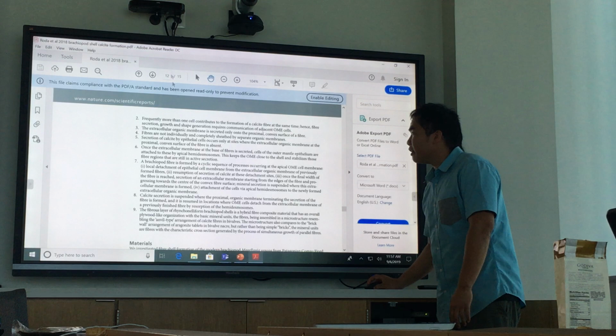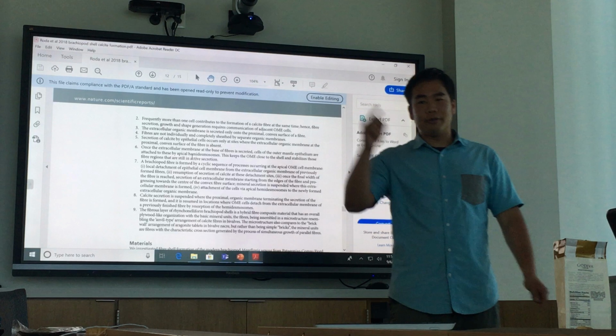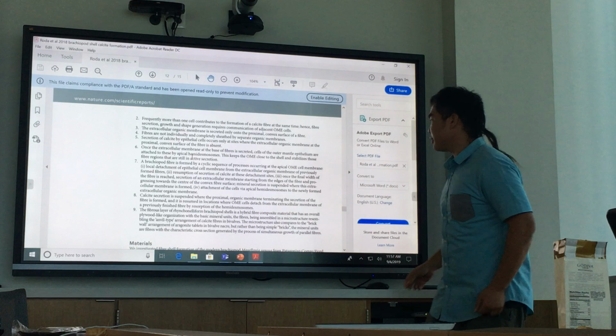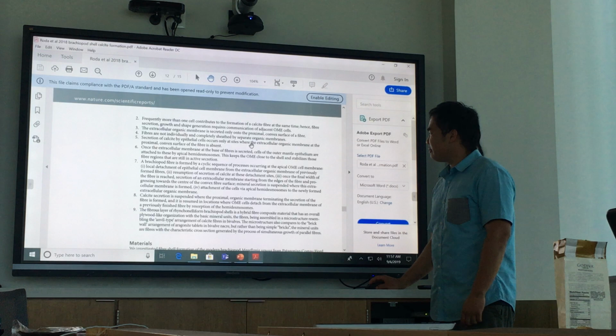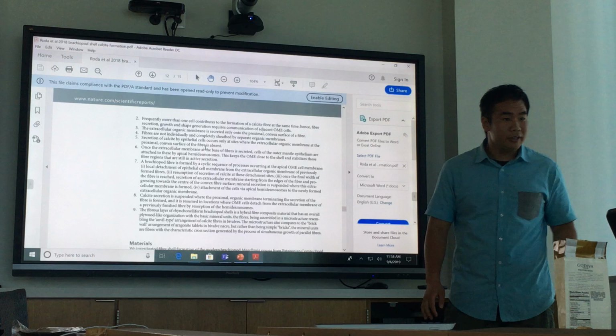Fibers are not individually or completely sheathed by separate organic membranes. I didn't explain this before, but that blue line is continuous through all of them. The organic membrane is continuous. Secretion of calcite by epithelial cells occurs at sites where the organic membrane is absent. Oh, okay. So basically the fuzzy parts is where the secretion is occurring.